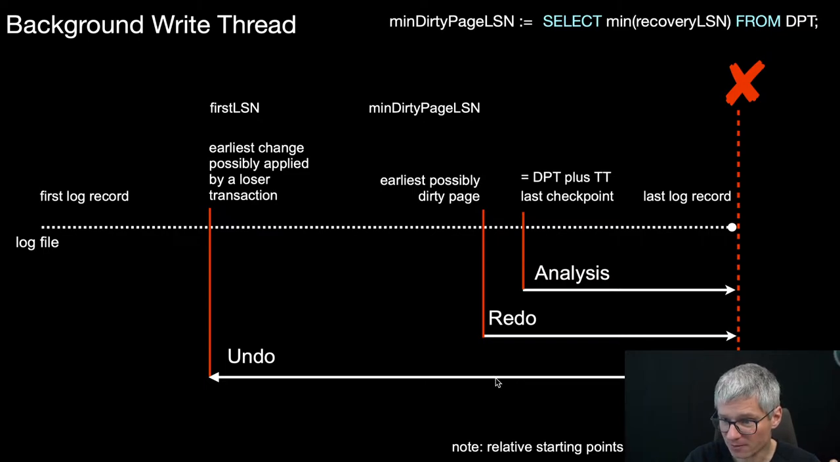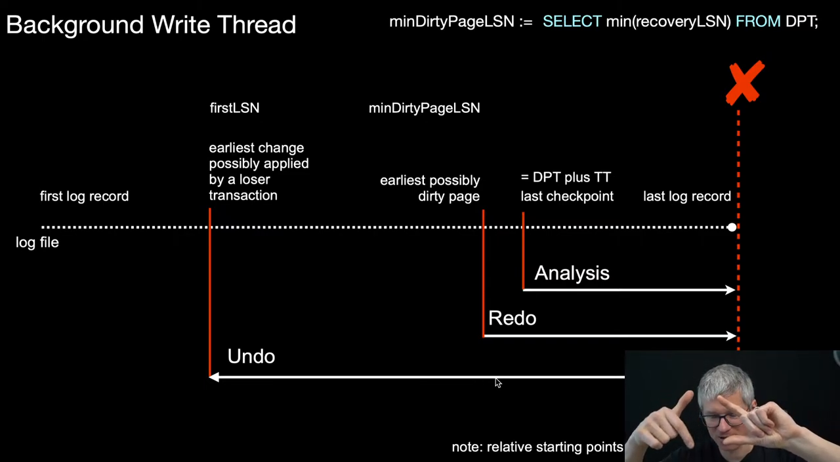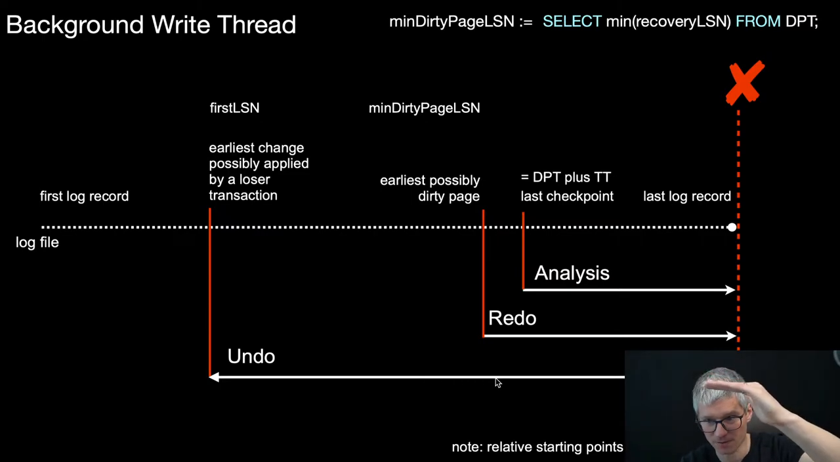What would a background write thread do? The dirty pages you find in your buffer, you should write them out regularly. What will happen otherwise? The versions diverge. If you only write out dirty pages when they are evicted from the buffer, it may happen that the version in main memory is much, much younger than the version on disk. So it's a huge divergence of the versions.